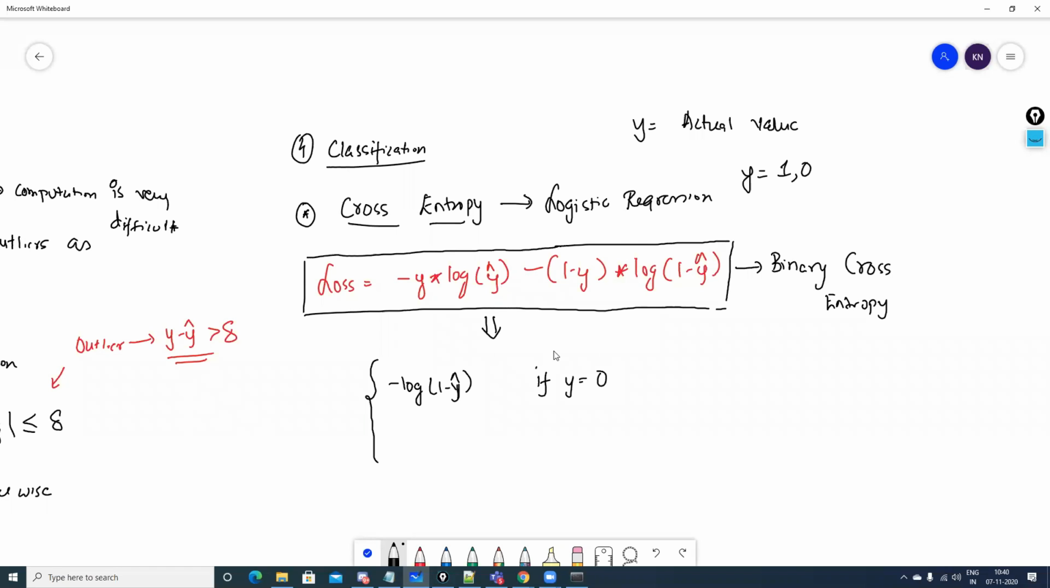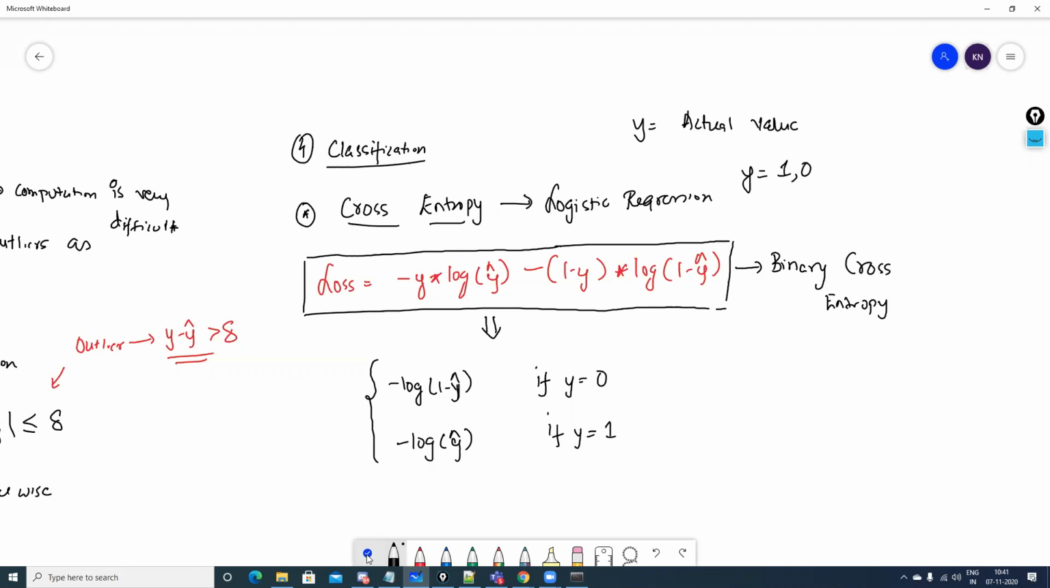So this is one criteria. The other criteria is that we will be having minus log of y hat if y is equal to 1. Right? These are the two conditions. If I place y equal to 1 over here, then the second term becomes 1 minus 1, which is 0, and this will be nothing but minus log of y hat. So these two conditions are there with respect to cross entropy whenever we are trying to find out the cross entropy loss function.